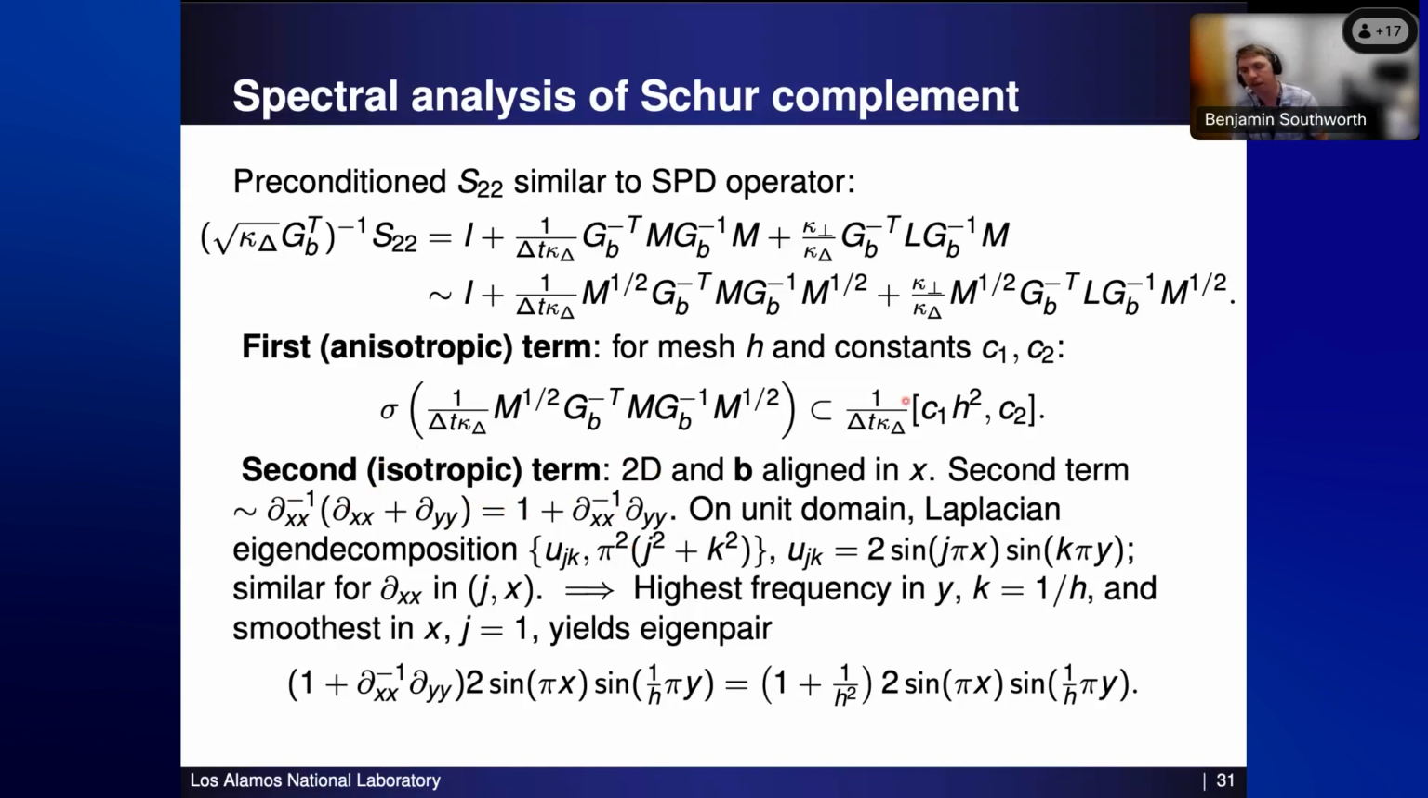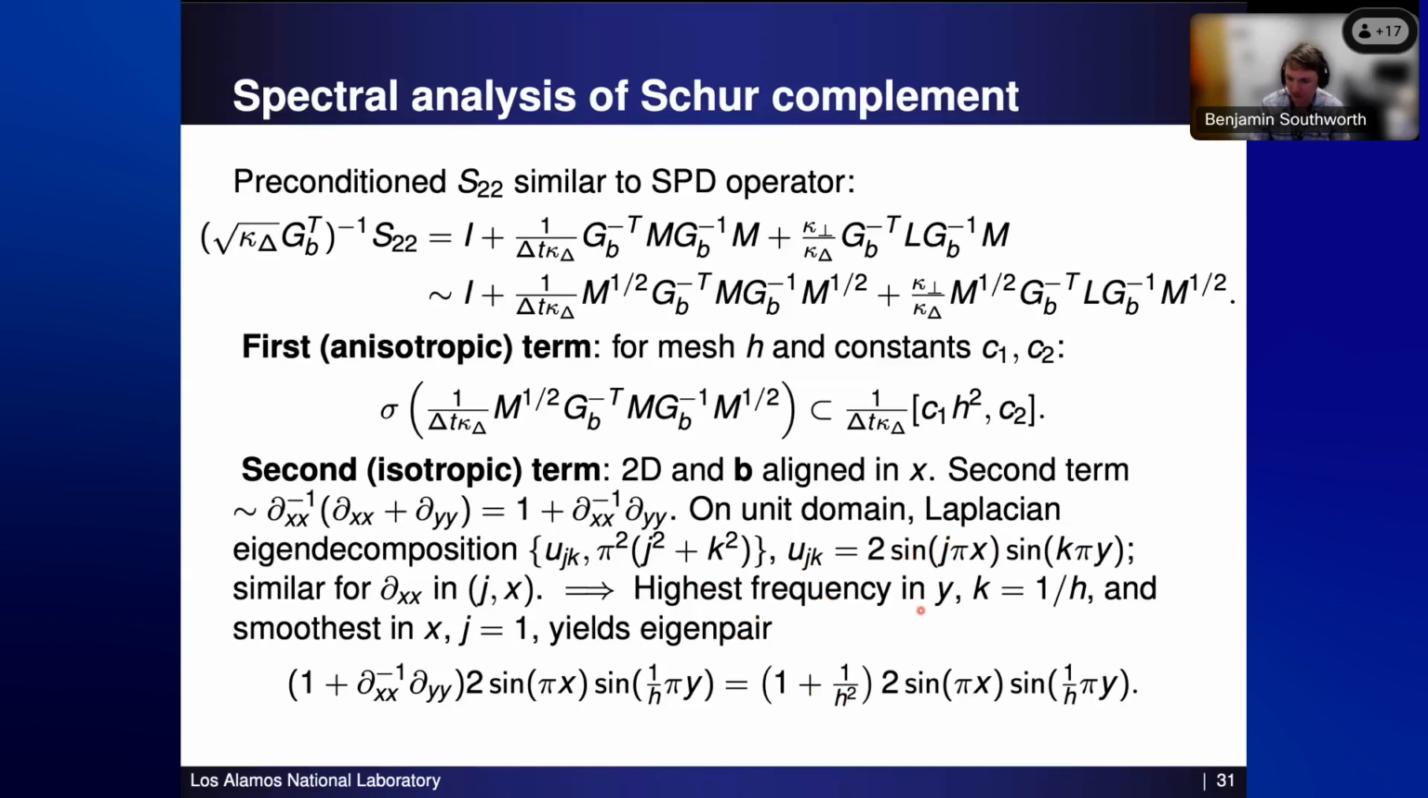And so on a unit domain with zero Dirichlet boundary conditions, you can take the Laplacian eigen decomposition and it takes this form. So here UJK are your eigenvectors, and this pi squared, j squared plus k squared are your eigenvalues. And here j and k are the frequency of the sine functions that are defining your eigenvector. And so UJK is 2 sine j pi x and sine k pi y. So again, this is just the frequency of the sine function over your domain. And so this is similar for dxx. And what we do is, by construction, we show how big this eigenvalue can get.